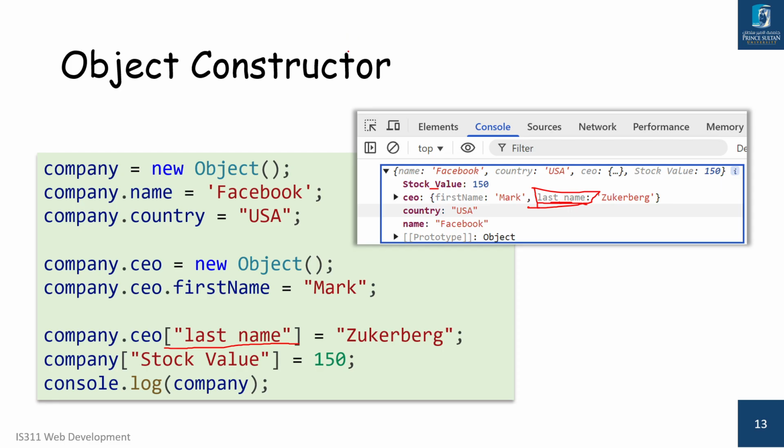As I am explaining, the property names with a space inside you cannot access using the dot notation. You have to use the bracket notation to access those kinds of properties. So the next topic that we are going to cover here is string concatenation.